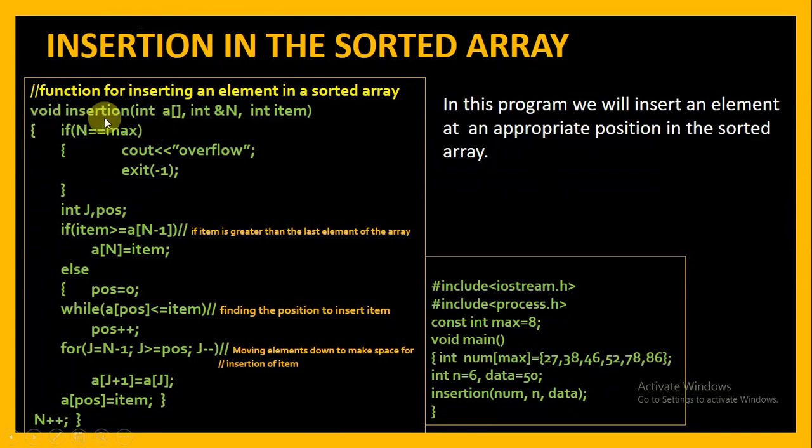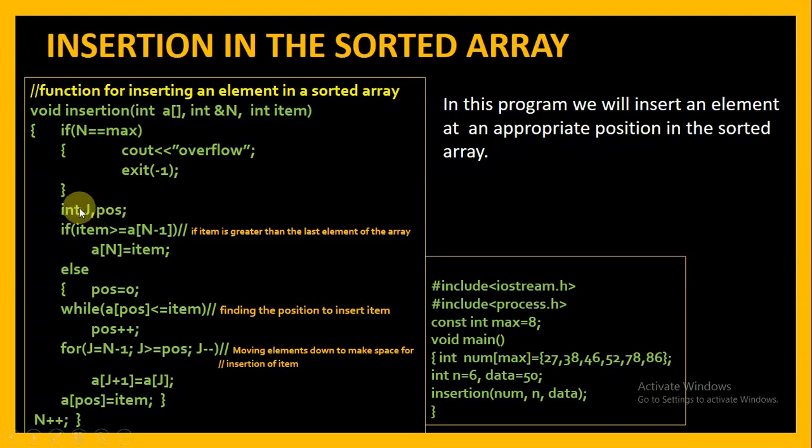So if I look at the program function, void insertion, again a is the array, n is passed by reference because n is going to change here, and item is the item which I want to insert in the array. So if n equal to max, if n and max are the same, it means the total number of elements present in the array and the total number of elements which can be inserted in the array are the same. It means the array is full and we will print overflow and exit because no more elements can be inserted in the array.